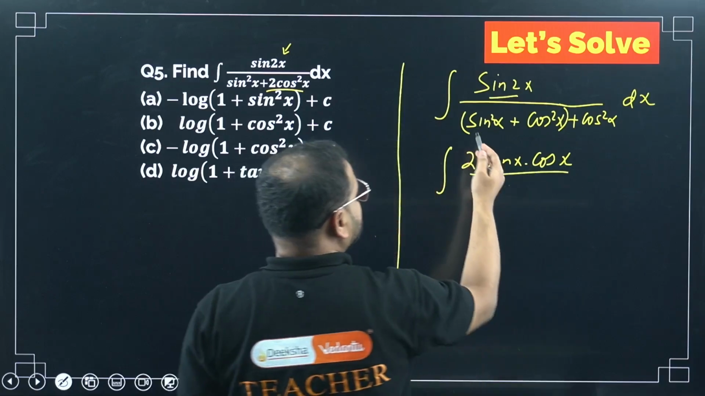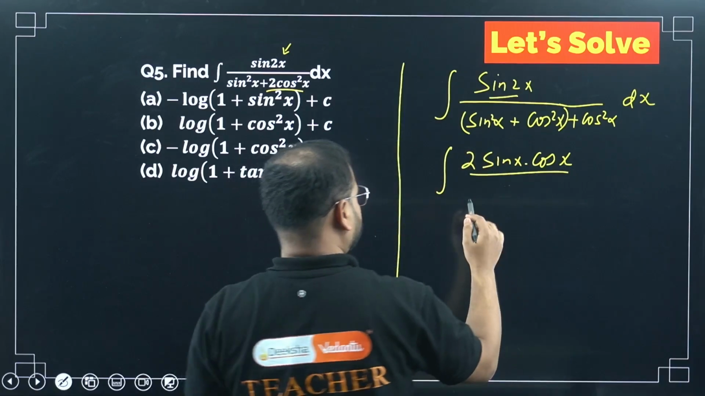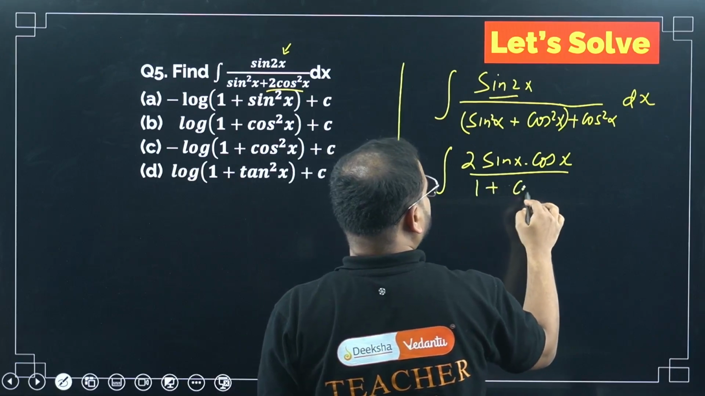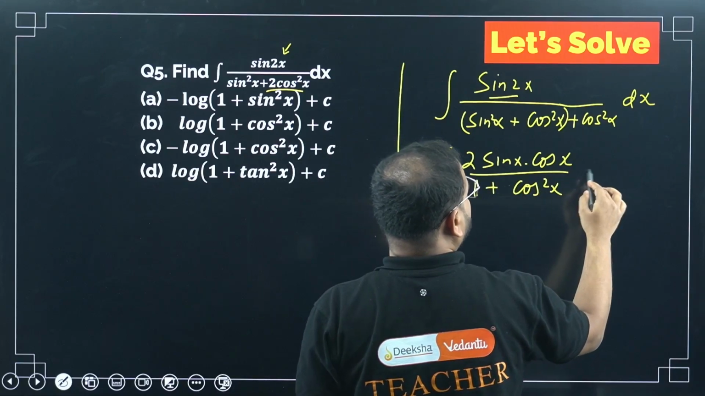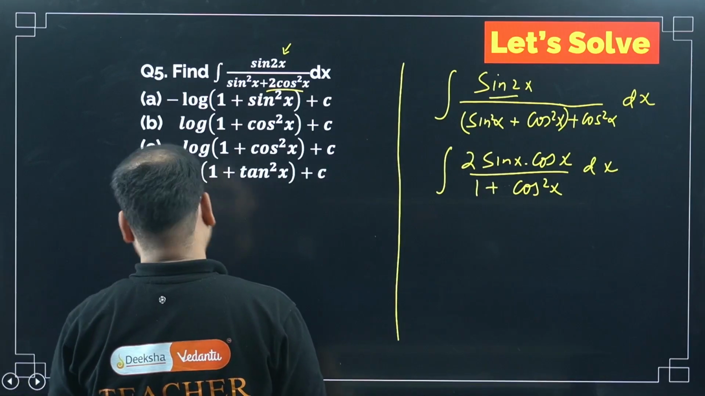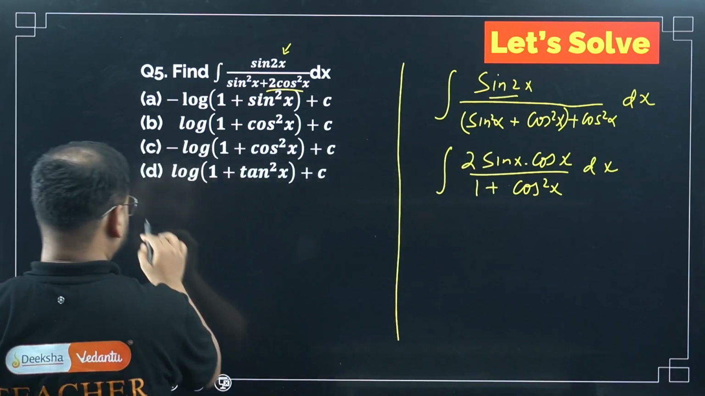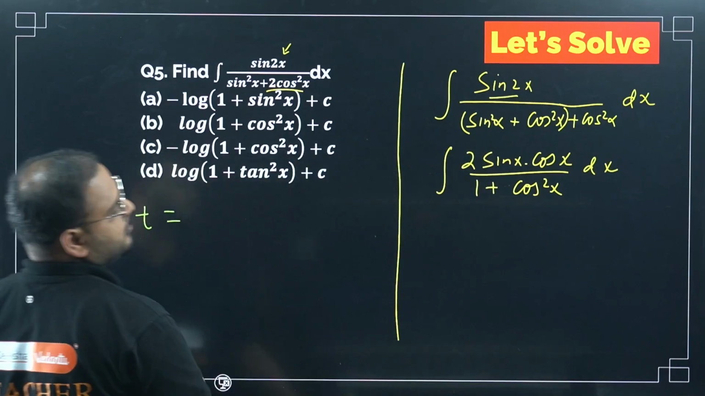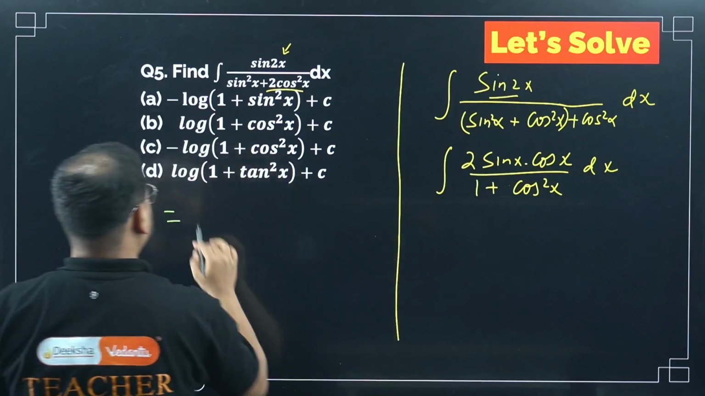Yes. What is this going to be? Please check. 1 plus cos square x dx. Now the substitution. Please have a look. t equals, I'll take 1 plus cos square x.